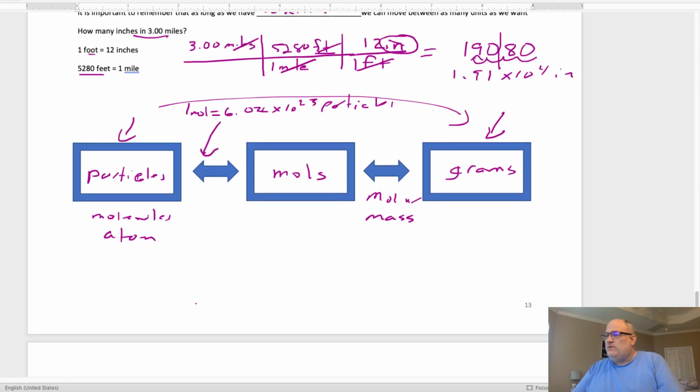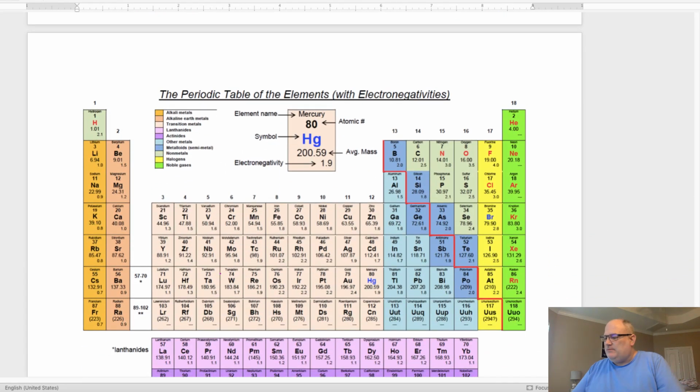So the best way to work on this is to practice, and we need a periodic table to do any of these problems.